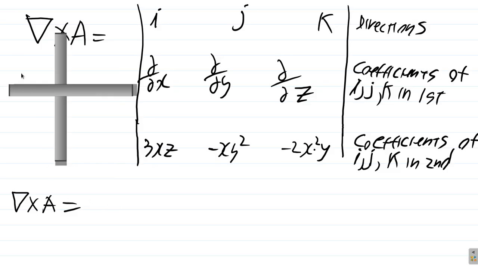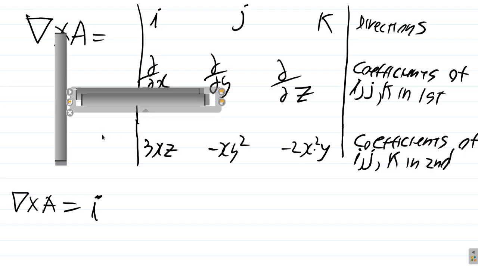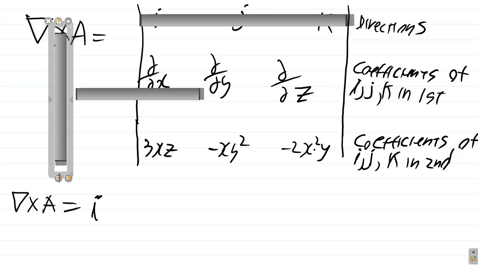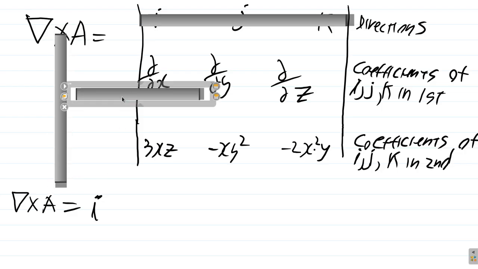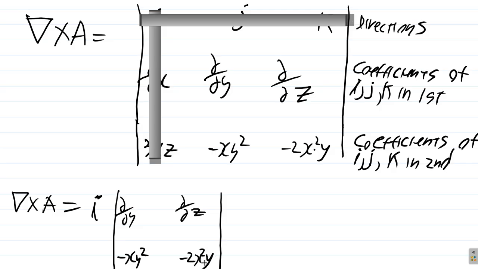Okay, so remember now, it's going to be i times, then you're going to cover up the row and column that contain i. Right? Oh, this was accidentally copied there. i times, and then we have the determinant of what you can see: delta by delta y, delta by delta z, negative xy squared, negative 2x squared y. Alright, you see that?